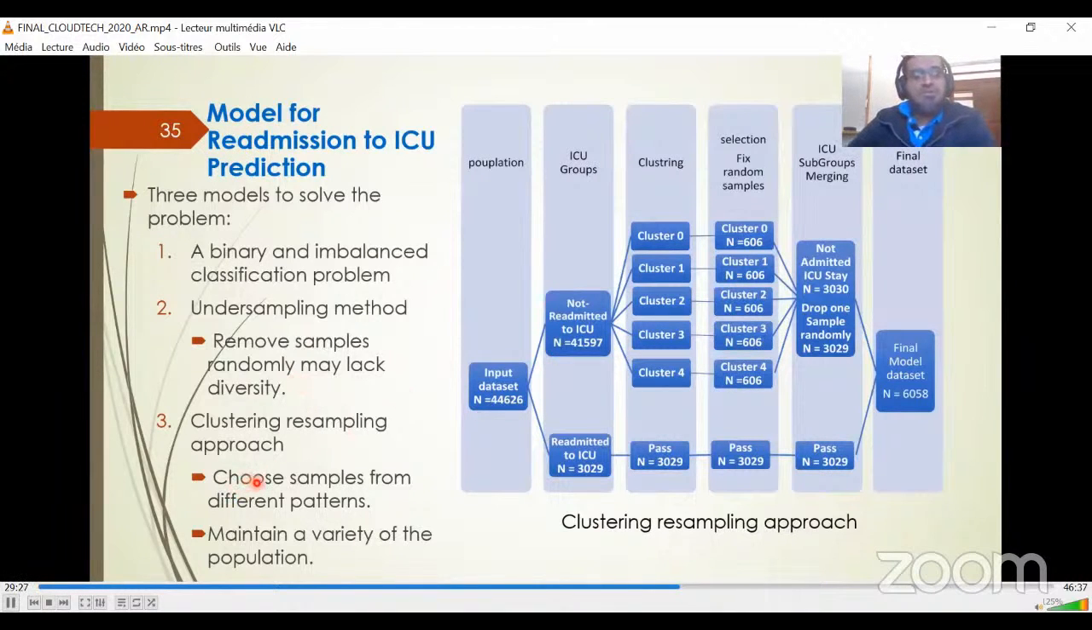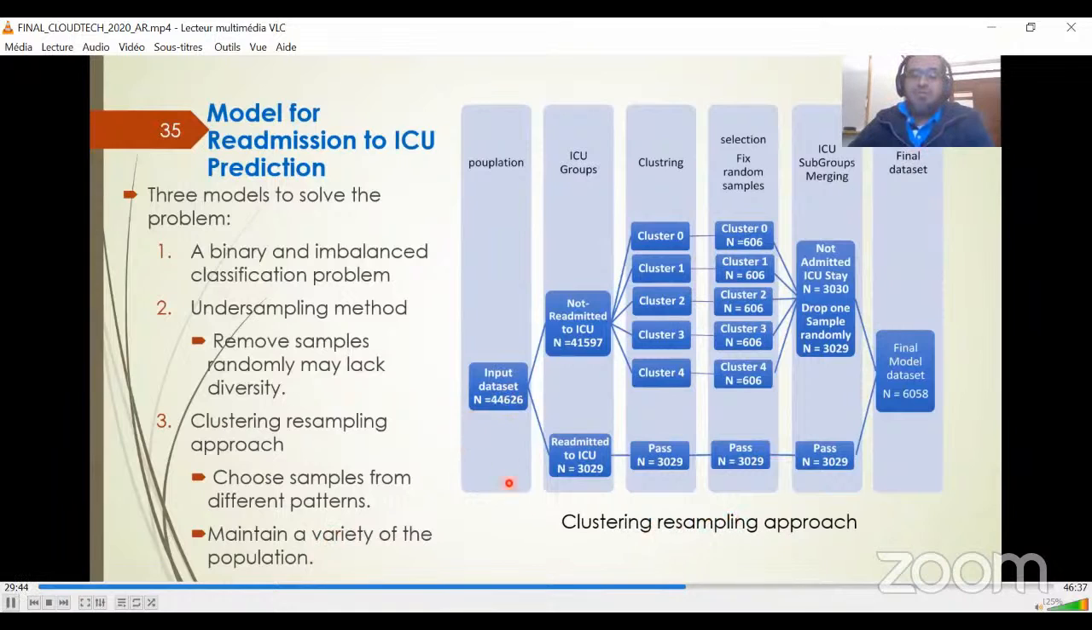We came up with a solution, a clustering resampling approach. Choose samples from different patterns. That means we are going to use a clustering algorithm. We used k-means. And our hope is to maintain the variety of the population and make our dataset rich.